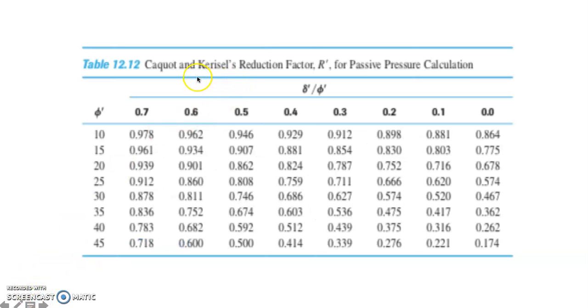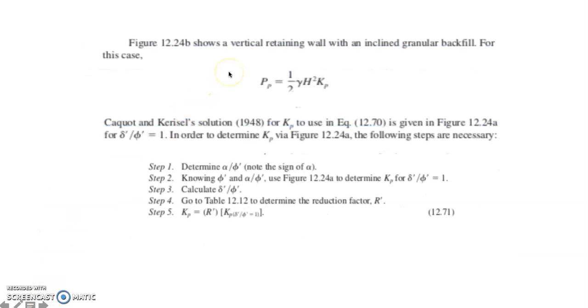And for the reduction factor, as mentioned a while ago, this is our table so that we can have the value for the reduction factor R prime. And using that figure from 12.24b that was presented a while ago, to compute for a vertical retaining wall and an inclined granular backfill, our passive lateral earth pressure, the passive total force, is equal to 1/2 gamma h squared times K sub P.